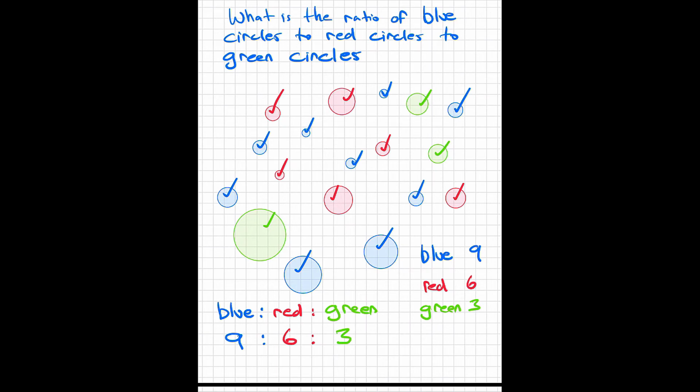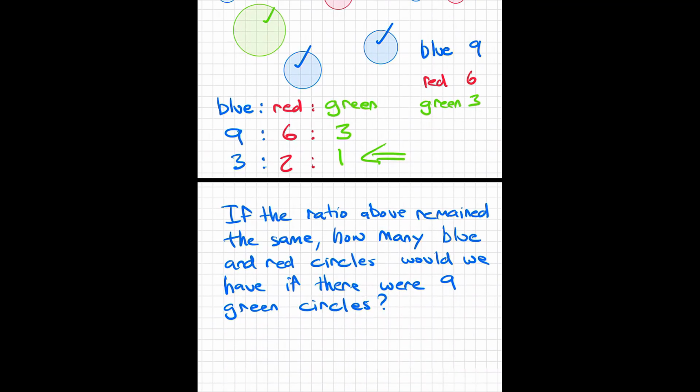Now again, can this be put in simplest terms? Do all 3 of these have a common factor? Yes, 3 can divide into all of those. 9 divided by 3 is 3. 6 divided by 3 is 2, and 3 divided by 3 is 1. So the best answer is going to be this one right there, which is put into its simplest form, 3 to 2 to 1.